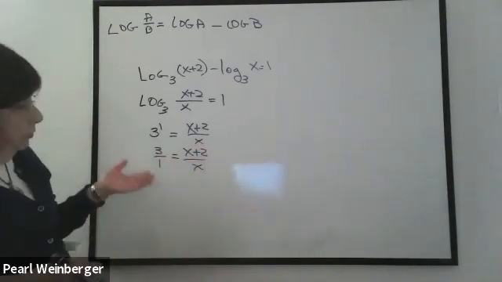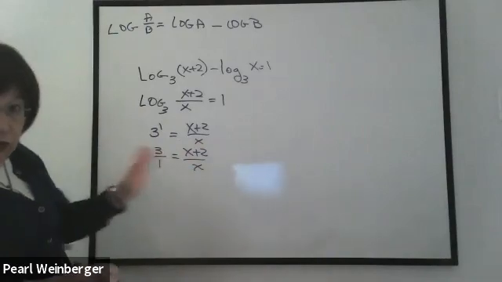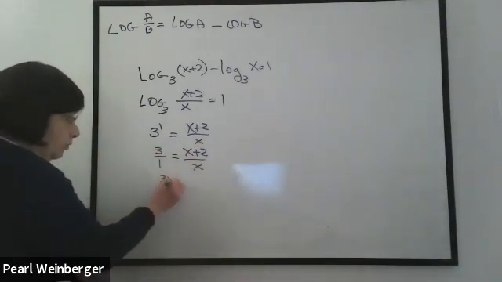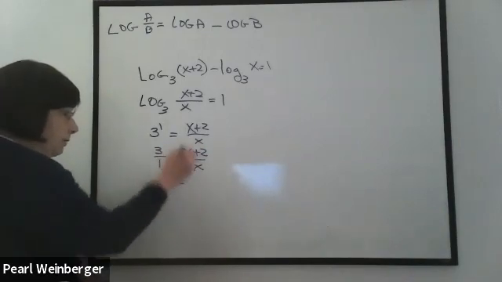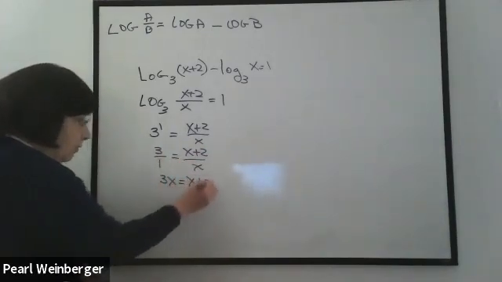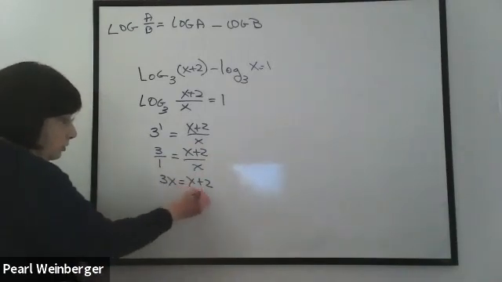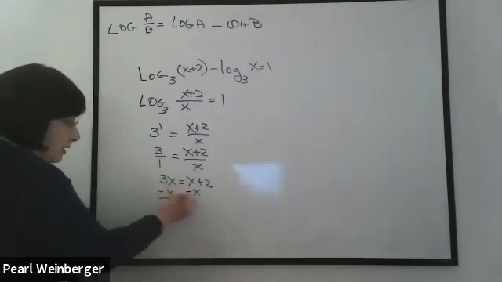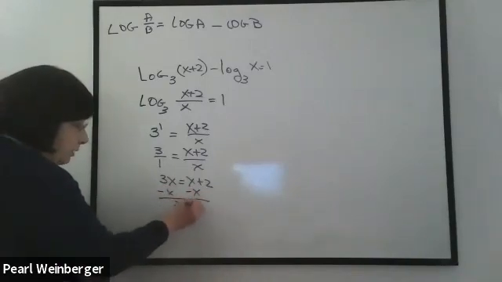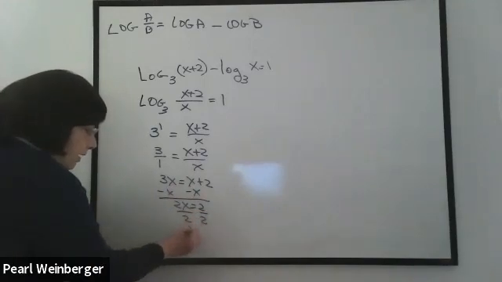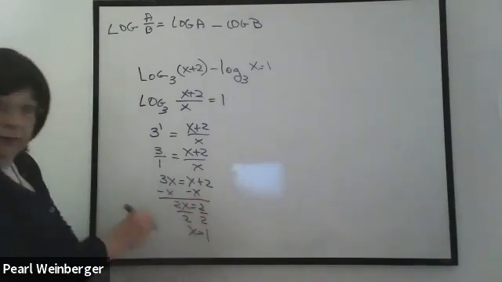And I have a proportion that I can just cross multiply. 3 times x will equal 1 times x plus 2. And that's just a regular algebraic equation. I'll subtract x from both sides. That'll give me 2x equals 2. So that x equals 1.